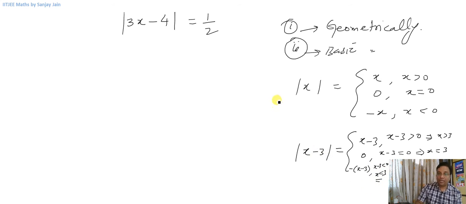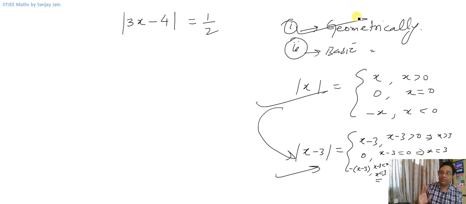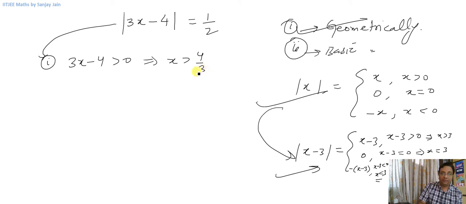Okay, so I've just used this basic definition to open this. All right, so this is one of the ways of solving it. Let us try this way first, and then we will look at the usual geometrical way that we have learned so far. To open this, let us say 3x minus 4 is greater than 0, one of the cases can be this, right? That means x is greater than 4 by 3.